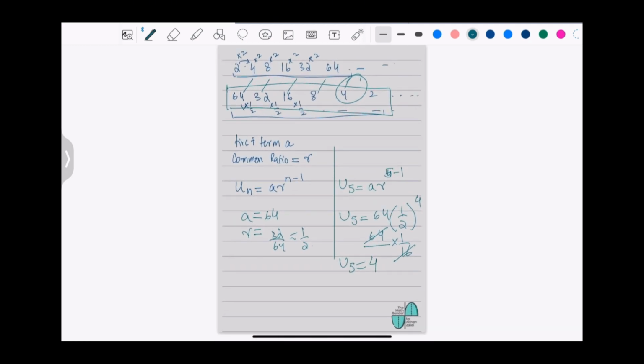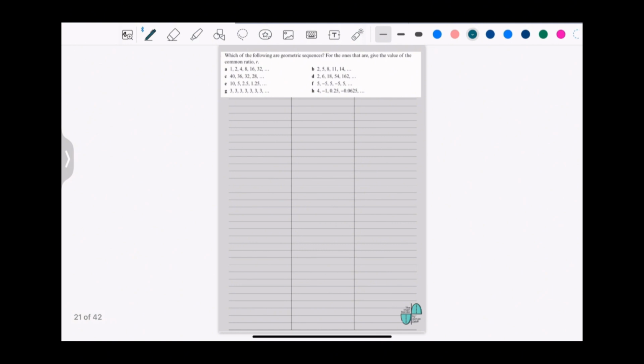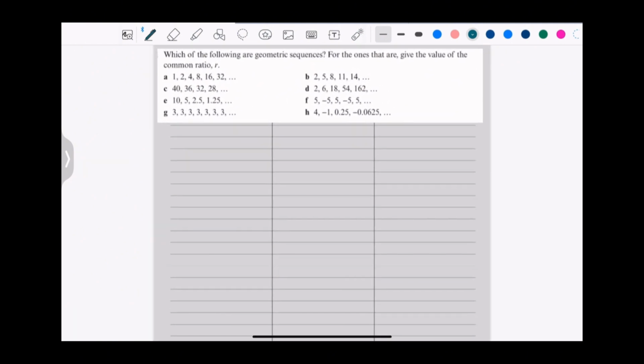Now moving on to some questions related to it. Which of the following are geometric sequences? If I see the first one, every term is multiplied by 2, and hence it is a geometric sequence.